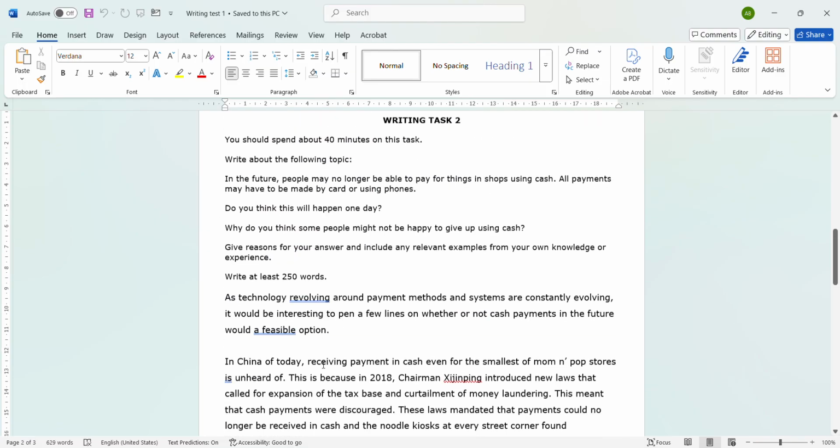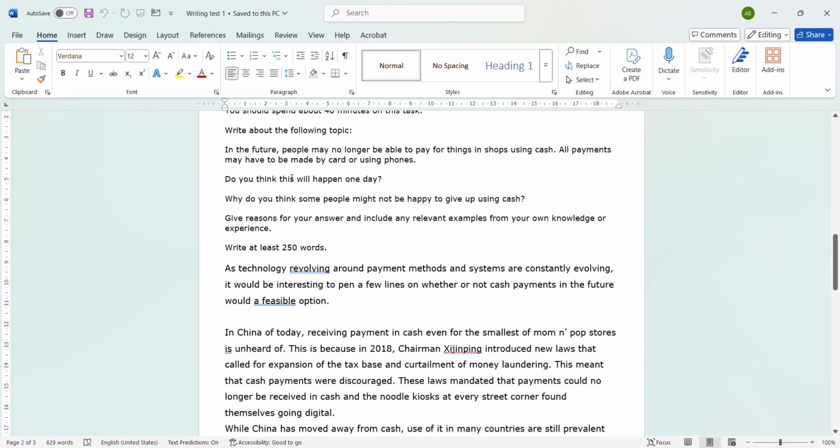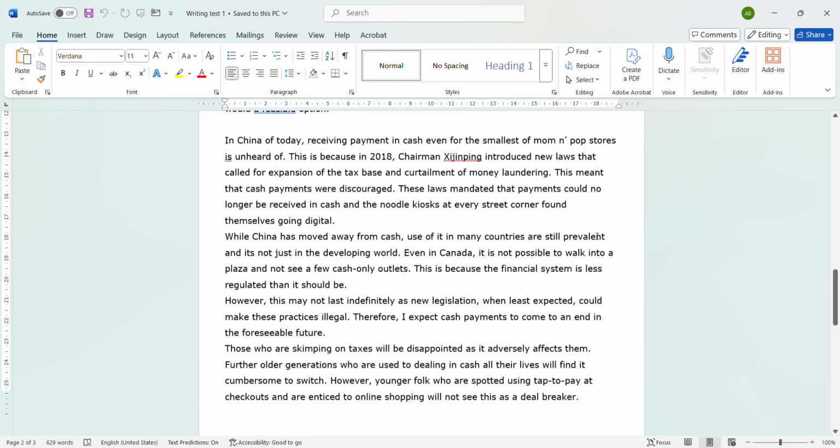So so far we have addressed whether cash payments will be replaced by mobile phones and card payments. Next we are going to address why some people might not be happy to give up using cash, and also the examples, or the reasons, from our own knowledge.